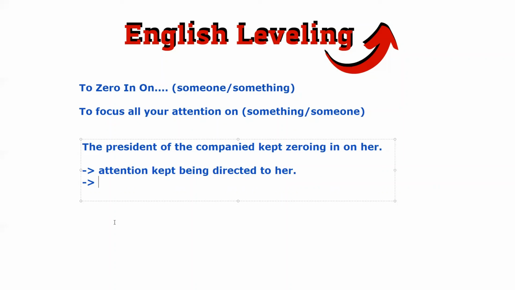And we especially use this when we're talking about problems, when we're talking about solutions to problems, or when we're talking about a target, like those police officers that are targeting that one criminal.